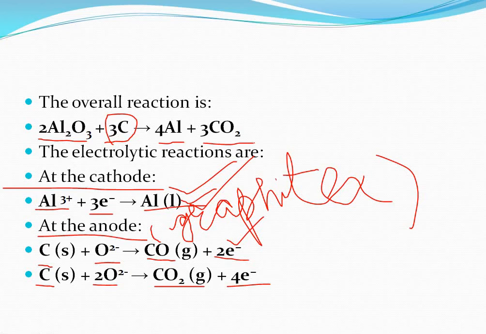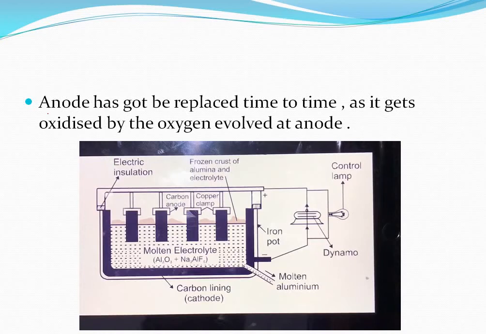Clear this. Now moving to the next part, it says to clean and replace the anode from time to time, as it gets oxidized by the oxygen evolved at the anode part, because there is an evolution of oxygen gas at the anode. That oxygen will oxidize the carbon surface. So it becomes very necessary to remove the anode from time to time and to clean them.